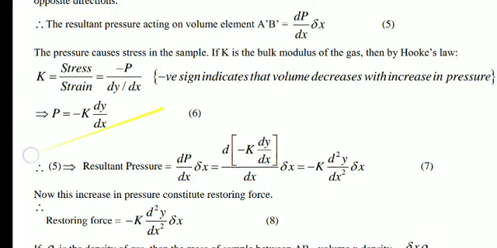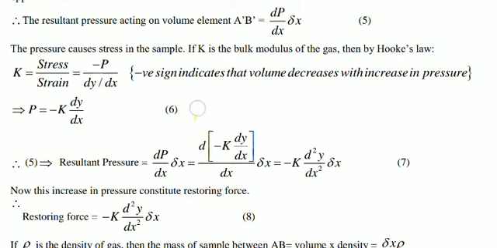Okay. So this K will be equal to stress divided by strain. Stress is pressure, that is minus P, and strain is dy by dx. So from this equation we get the value for P. P is equal to minus K dy by dx.